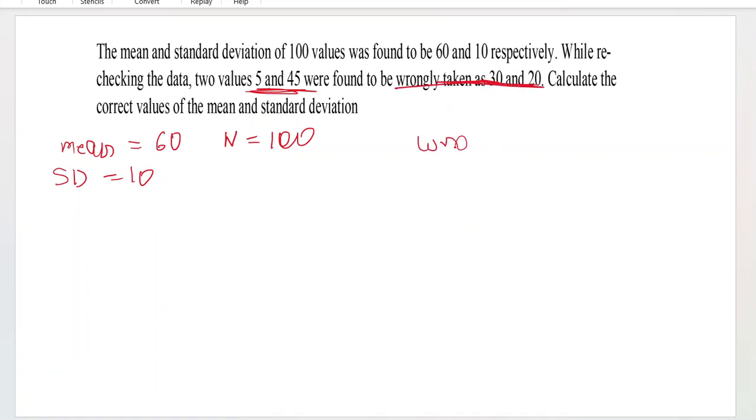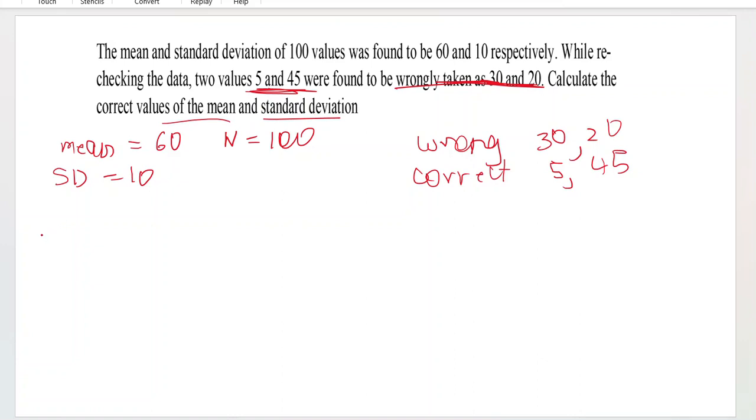While rechecking, two values 5 and 45 were wrongly taken as 30 and 40. So the wrong values are 30 and 20, but the correct values are 5 and 45. Calculate the correct mean and correct standard deviation.